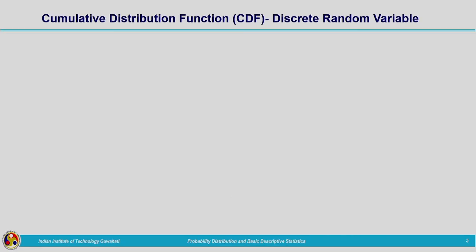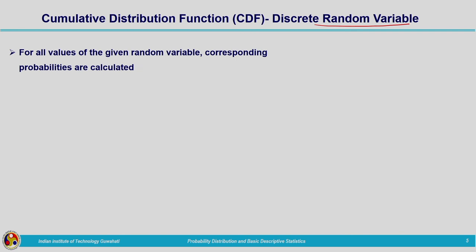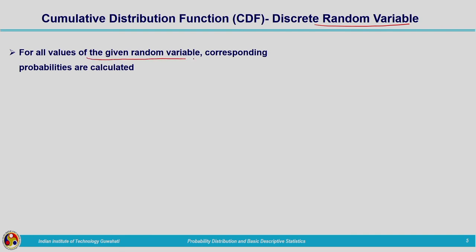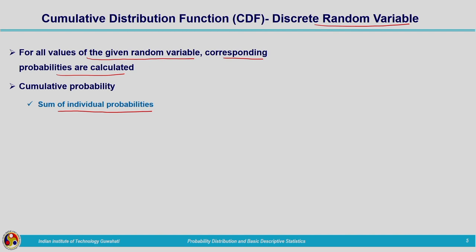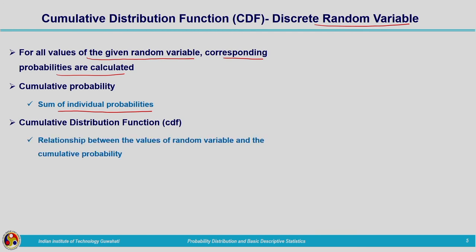Now coming to the cumulative distribution function of a discrete random variable. For the cumulative distribution function also, we are making use of the same example considered for describing the probability mass function related to the discrete random variable, that is the total number of rainy days. For all values of the given random variable, the corresponding probabilities are calculated as we have done in the previous slide. For rainy days equal to 1, the associated probability is calculated. That way, up to 10 days, the associated probability is calculated. After that, we will be calculating the cumulative probability. That is, the sum of individual probabilities will be calculated, and that is represented by means of the cumulative distribution function, CDF.